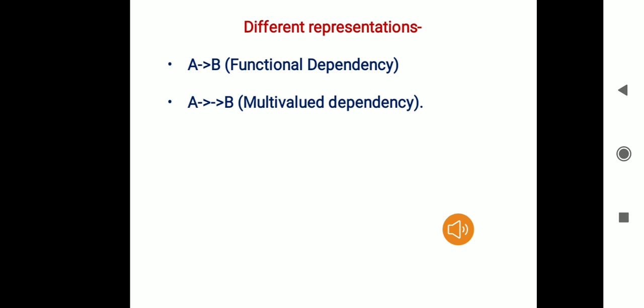Now see the difference in both the representations. In the first representation, where A determines B, the representation involves a single pointed arrow, so it's a functional dependency. In the second representation, where A is determining B, the representation involves two pointed arrows, so it's a multivalued dependency.